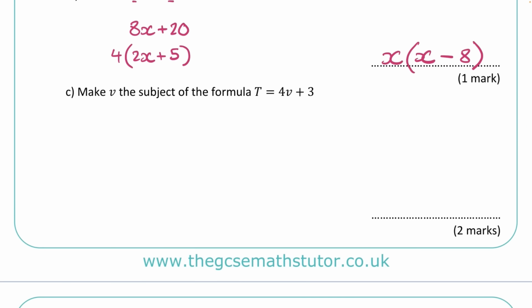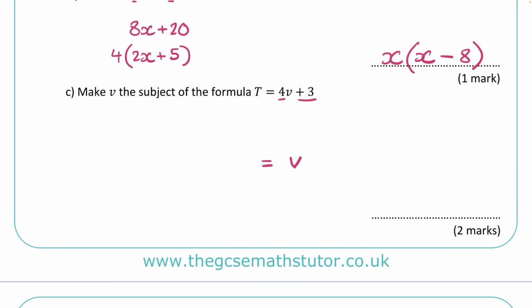Part C says to make v the subject of this formula, and we have t is equal to 4v plus 3. To make v the subject, we want it to be v on its own, whether that says v equals or equals v. It doesn't matter which way around, but as the v is on the right, it's probably easier for us to have it saying equals v. Now to get there, we've got two things in the way. We've got this plus 3 in the way, and we've got this 4 attached to that v.